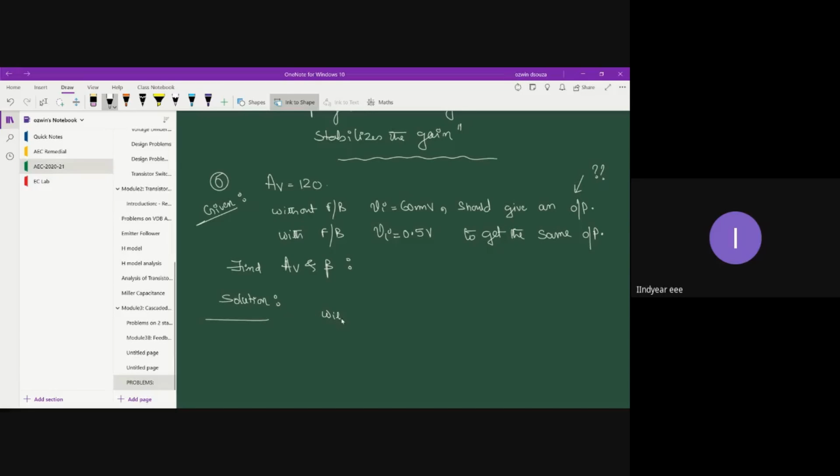So let me write, without feedback. Okay, so gain is given. We know that voltage gain is the output voltage to input voltage ratio, right? So that is equal to, what is the output voltage? We do not know. So we'll keep it V0. And what is the input voltage? Input voltage is 60 millivolt, which is equal to AV. AV they have already given as 120. So cross multiply, and you will get the value of V0, right?